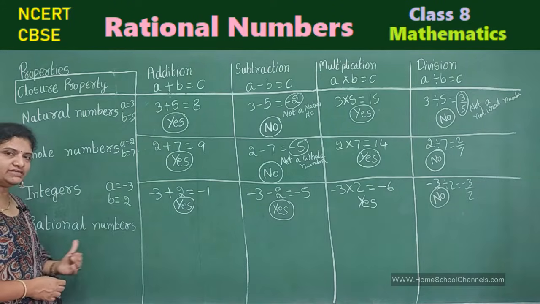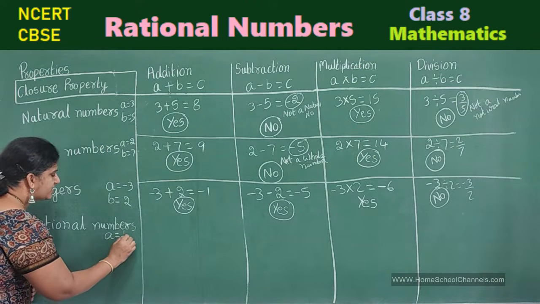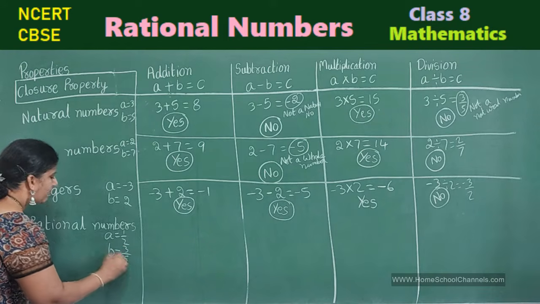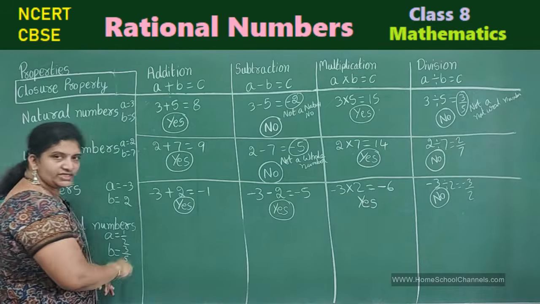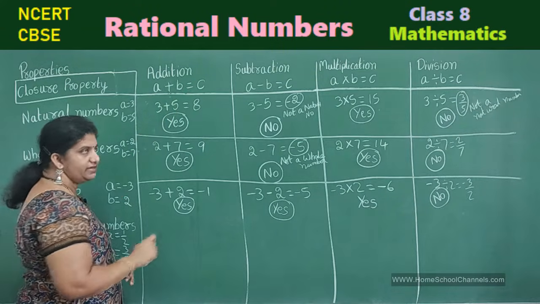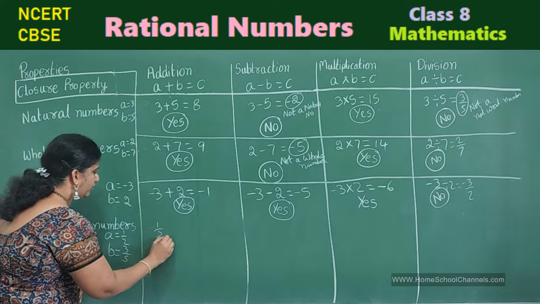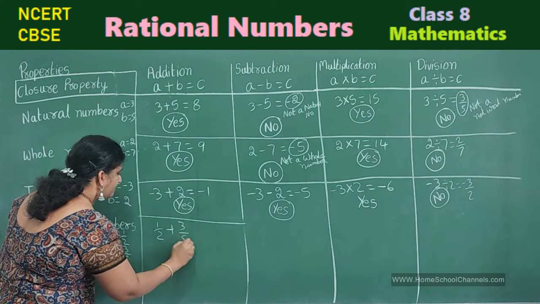Next type of numbers is rational numbers. Let me take A and B value. A is equal to 1 by 2 and B is equal to 3 by 5. What is closure property under addition? A plus B is equal to C. Substitute A and B value. A value is 1 by 2. B value is 3 by 5.